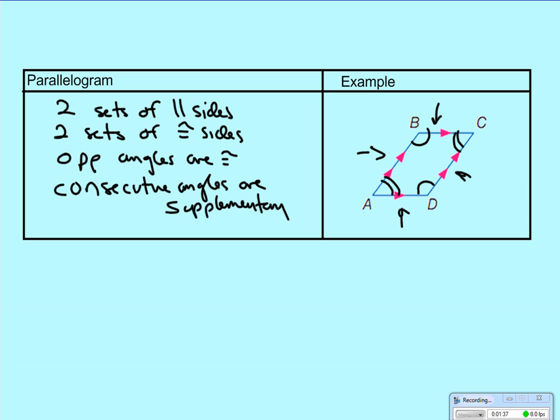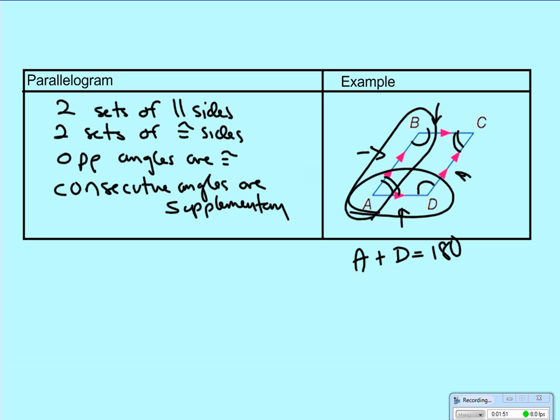Consecutive angles are supplementary. Consecutive just means kind of like the next 2. So if I said A and D would be considered consecutive, that means angle A plus angle D has got to equal 180. Likewise, if I said A and B are consecutive, then A and B equal 180.